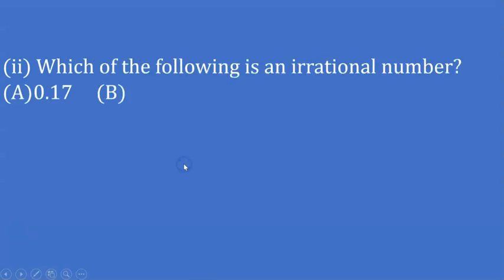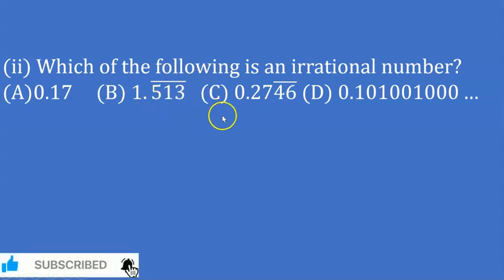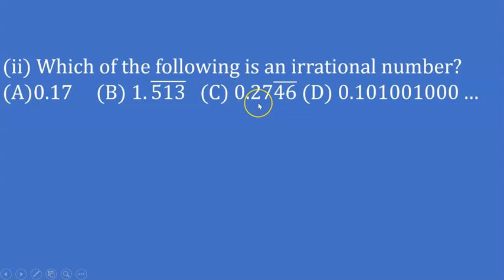Next, which of the following is an irrational number? First A is 0.17, B is 1.513 with a bar, C is 0.27, 46 with a bar, and D is 0.1010001000 dash dash. Okay. Now, in this case, the option D, that is 0.1010001000, is an irrational number.